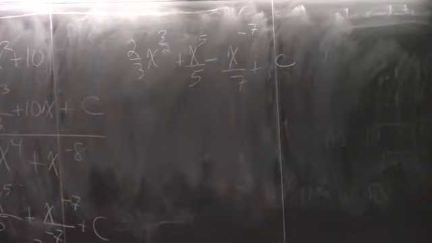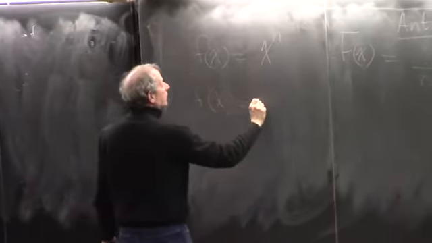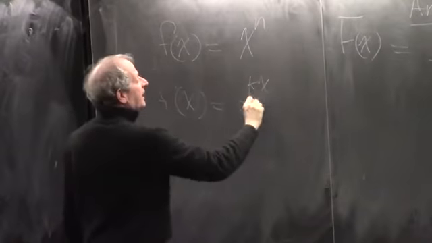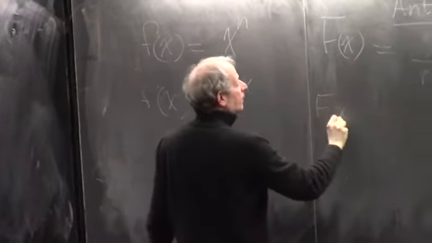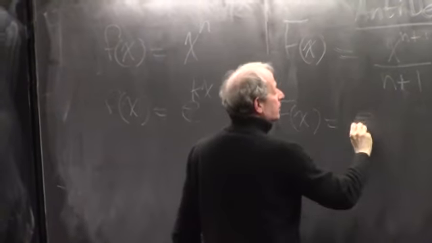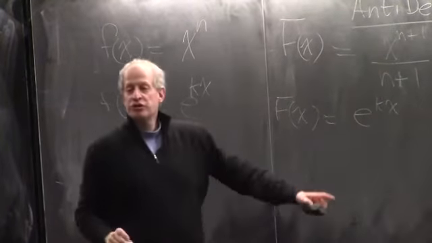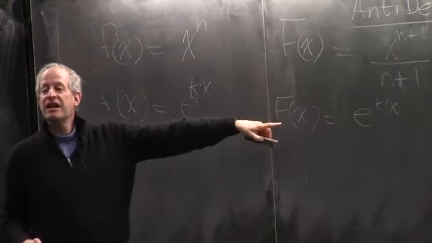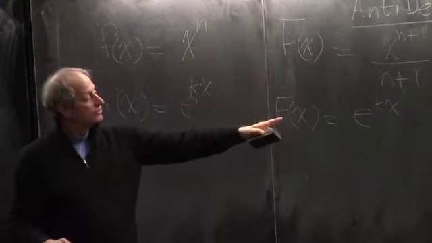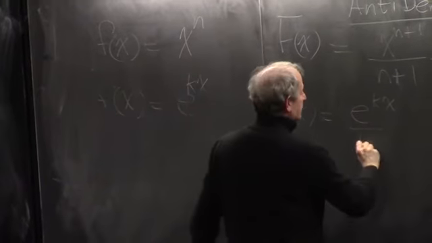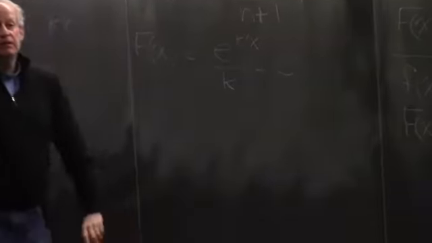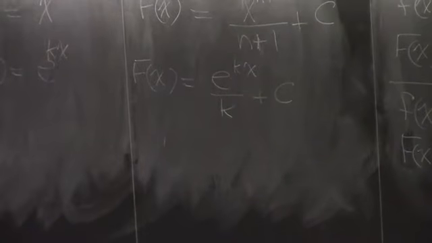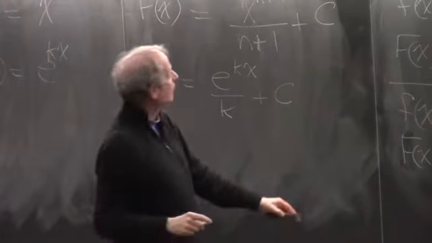Now, this will be on the exam. I can tell you that now. There will certainly be at least one antiderivative. All right. What if f of x is e to the x? Or e to the kx? Remember, when we took the derivative of e to the kx, we had e to the kx times k. So now we have e to the kx divided by k plus a constant.